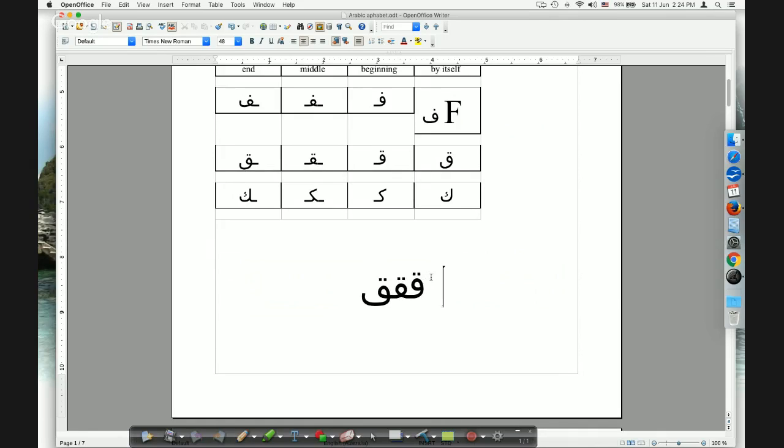Now let us write a word that has Qa in the beginning. The word qalb. Let's switch to Arabic.